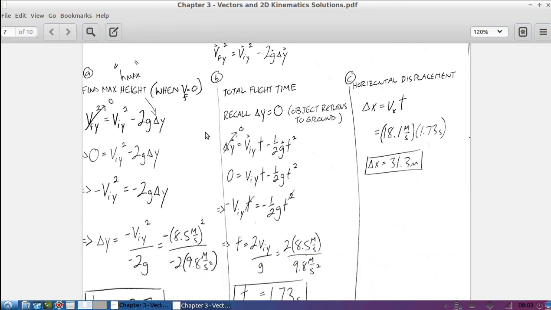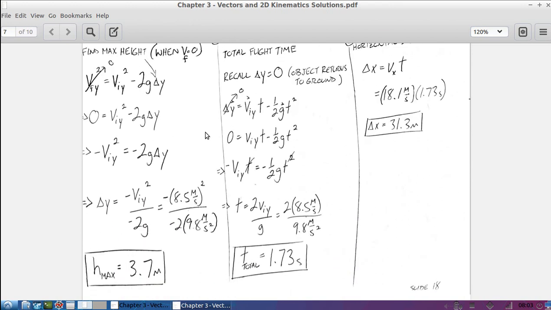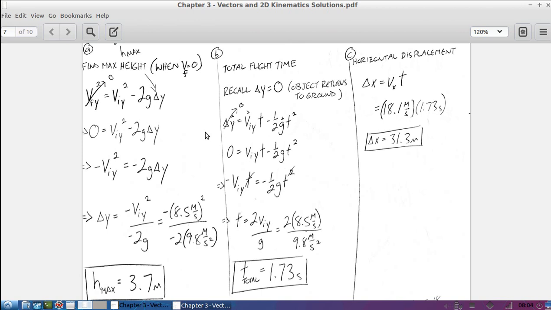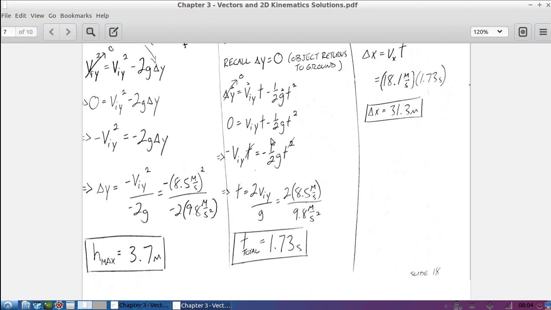Total flight time. If this is a symmetric free fall problem, I can say the displacement is 0 because it returns back to the ground. So I'm going to take this equation because again I have v initial y, I've got acceleration, all that stuff. Now I'm looking for time. Vertical displacement is 0, set it equal to 0. I'm ready to solve for time.